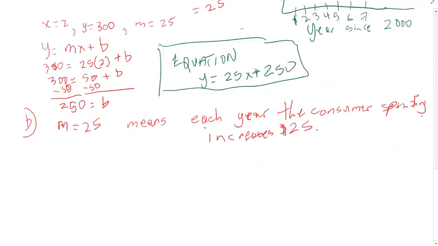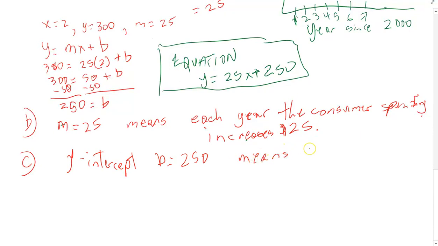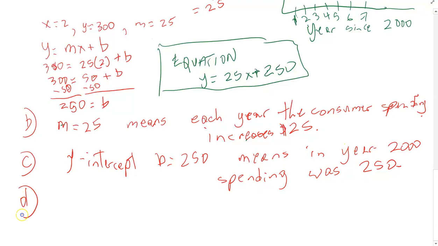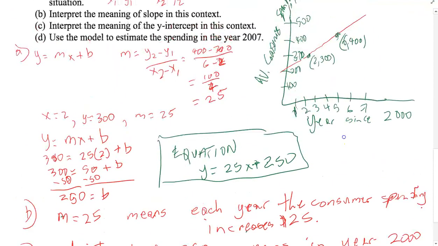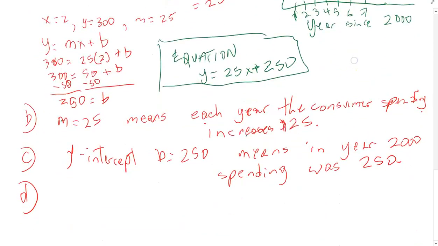Okay, what about the intercept? The intercept is 250. So the y-intercept is b equals 250. It means that in the year 2000, the spending, or the average spending, was $250. In part D, we're asked to find the spending in the year 2007.